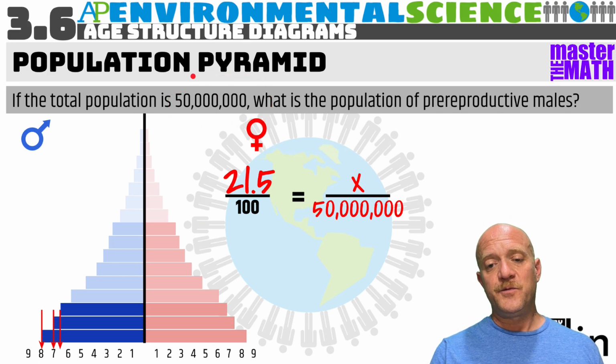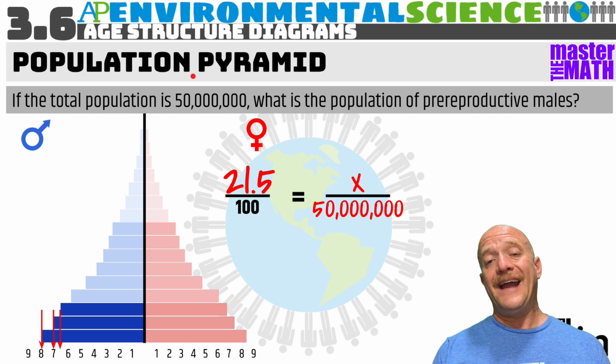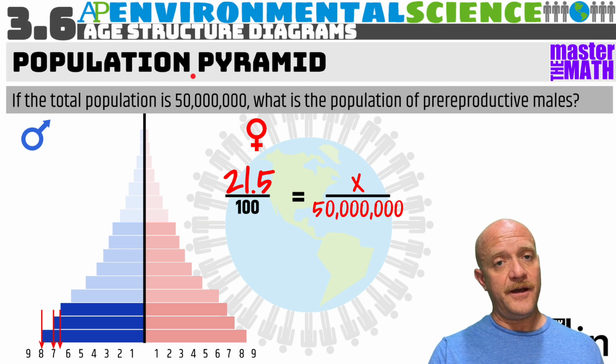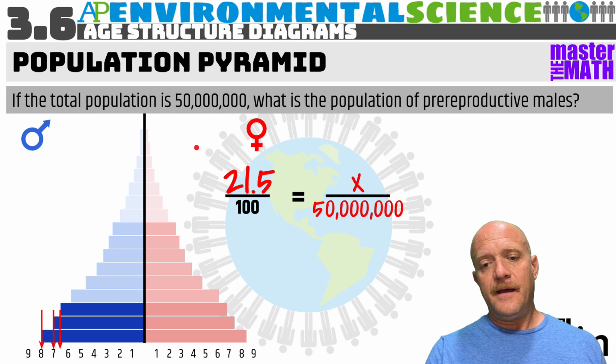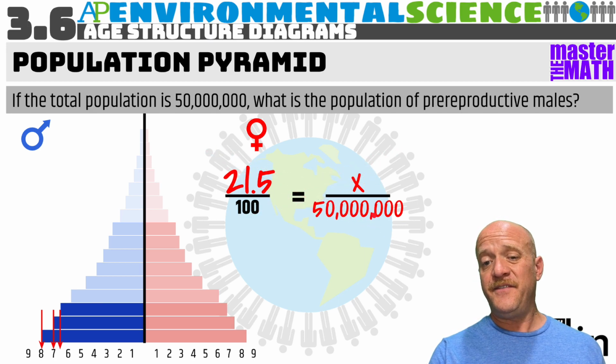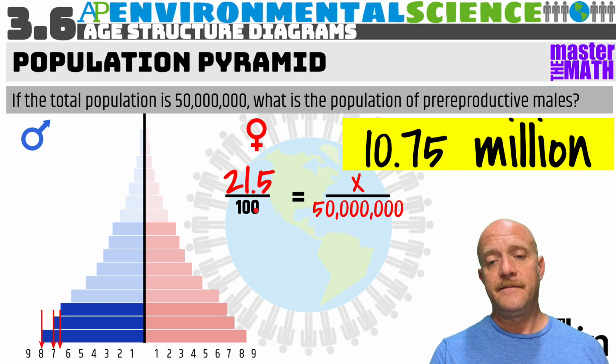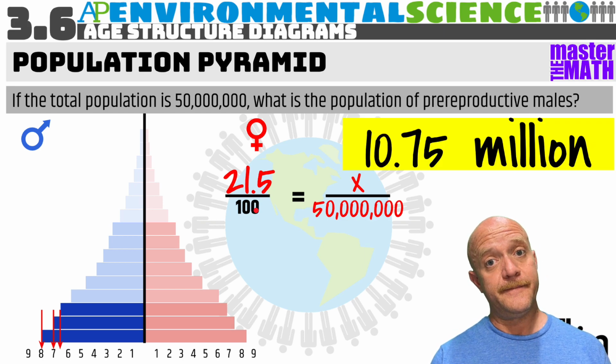So what we're going to do is cross multiply, and we're going to solve for x. If you don't know how to cross multiply, whenever you see this, 100x equals 21.5 times 50 million. I literally take this number times this number divided by this number, and we get 10.75 million.